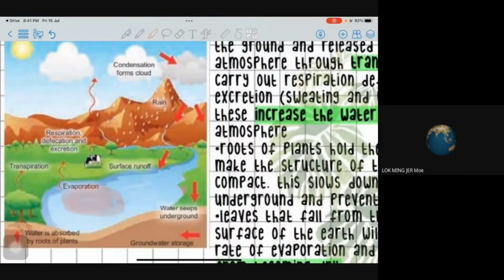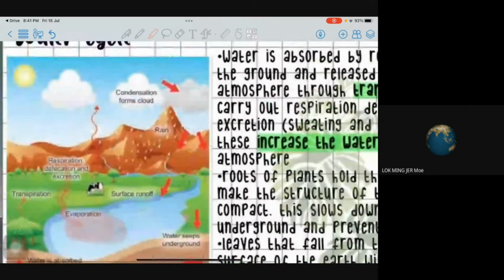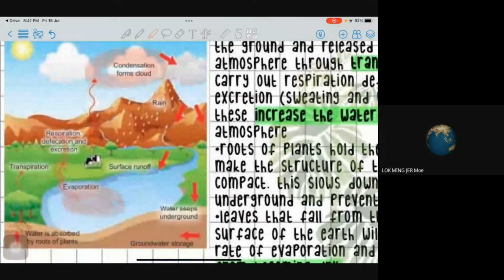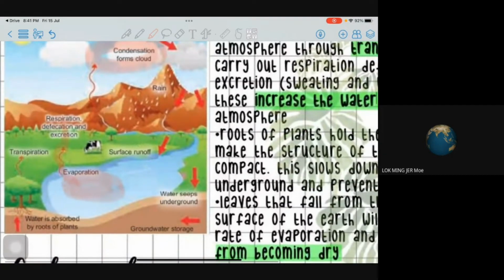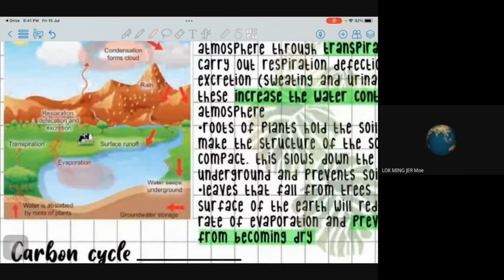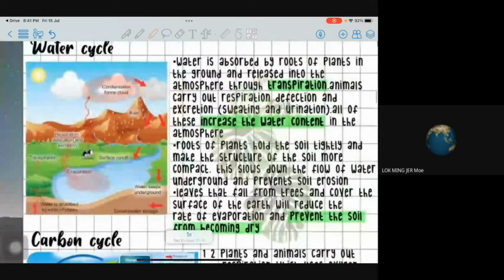You need to know the water cycle is actually only this. Water evaporates into the atmosphere, and when it becomes heavy, it condenses to form clouds. After the clouds are very heavy, they go down as rain, and then the rain goes back to the source of water, for example sea or river, and the cycle repeats again. That one we call the water cycle.